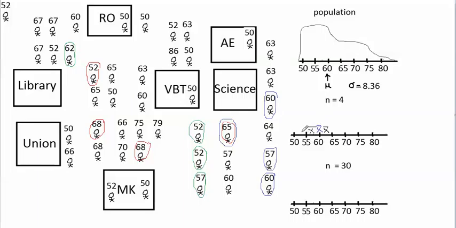So let's think about all of the different possible samples of four people that could be selected from this population.